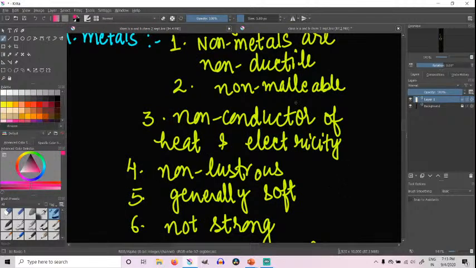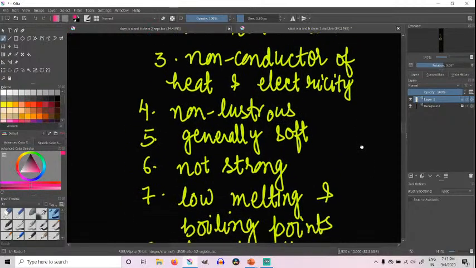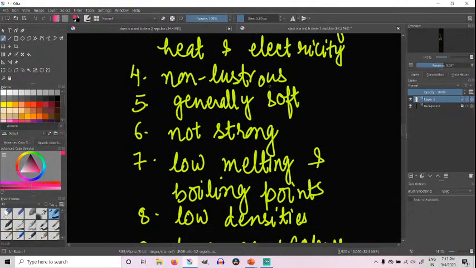Likewise, when you see the non-metals, non-metals are non-ductile and non-malleable. Why are they non-ductile, non-malleable? They are soft. Non-metals are soft, poor conductors of heat and electricity, and non-lustrous also. They are generally dull. So non-lustrous means what? They are dull, right? And they are generally soft. Soft means brittle. They can easily break. So that's why they are non-malleable, non-ductile.